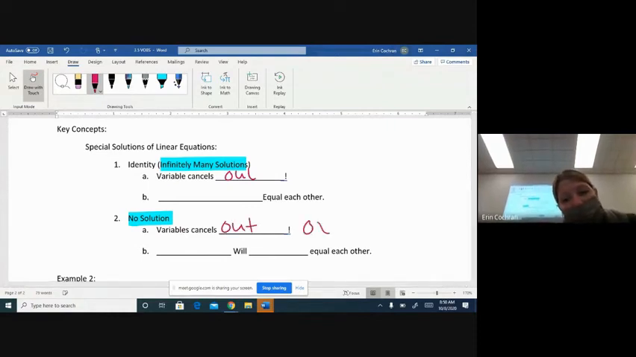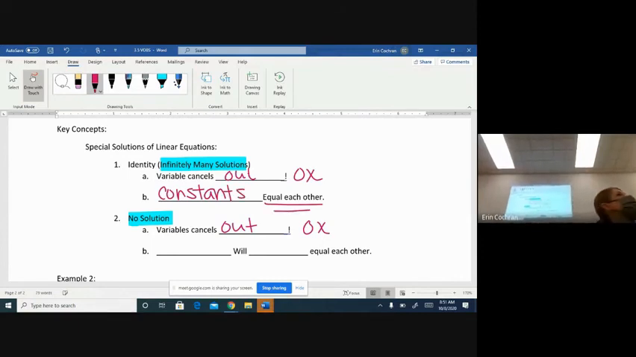These two special cases happen when our variables cancel out. Where you had 0x, and 0x is always 0, so it canceled completely out. Did you see how 3x minus 3x was 0? It's gone. After we look at that, we look at our constants. If the constants equal each other, then it's infinitely many. If the constants do not equal each other, then it's no solution.